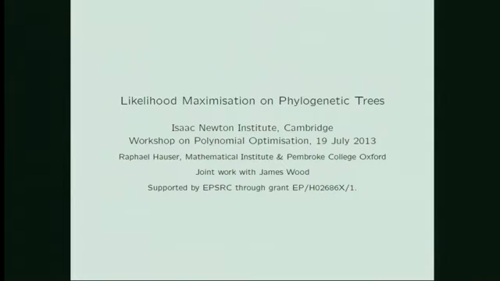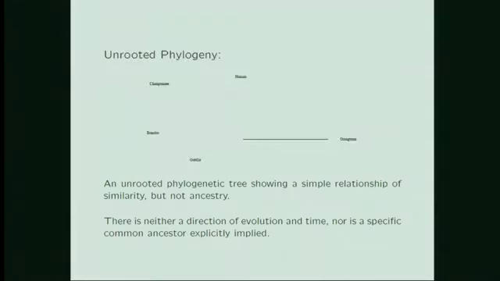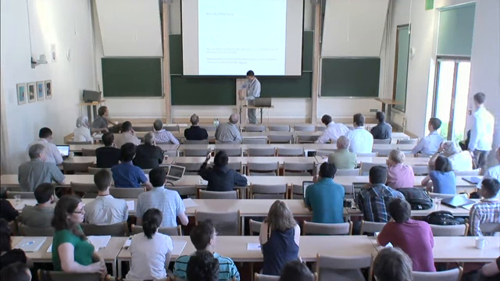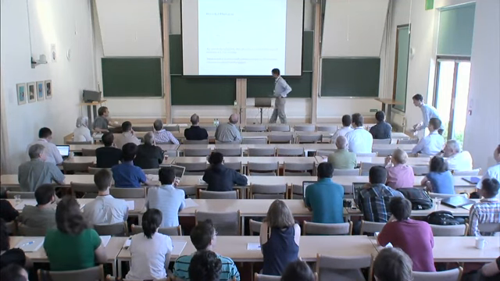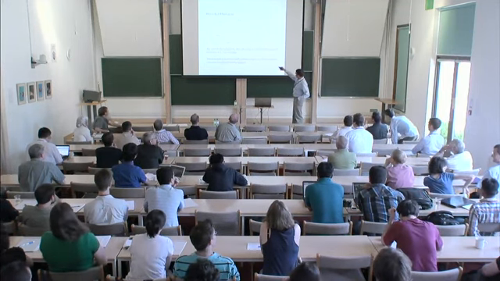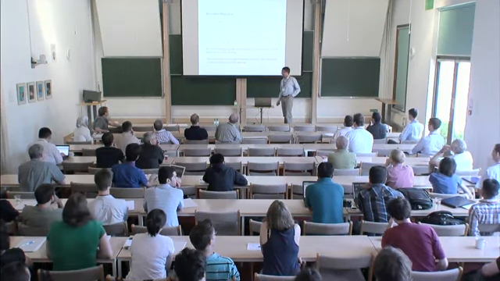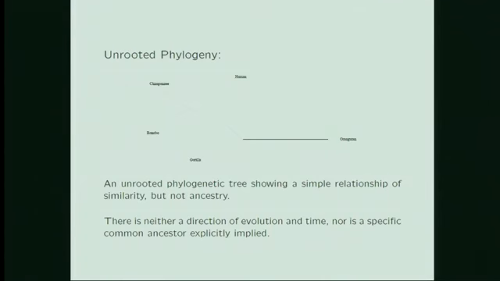Okay, so this is a talk about an application of polynomial optimization in biology. Okay, so what is a phylogeny? Sorry that this doesn't show up very well, but a phylogeny is a kind of a graph, a tree, in fact, in most cases, unless you're a bacterium, that shows the relationship between different extant species or taxa.